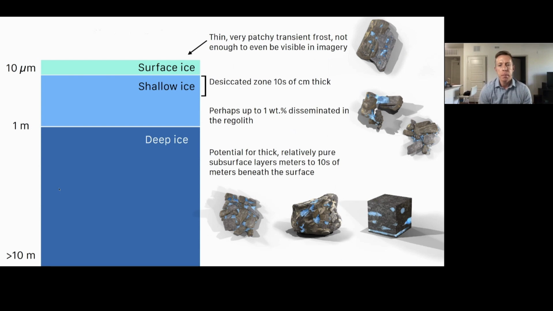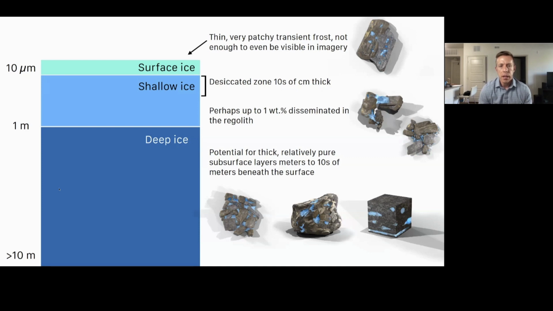Okay, so this is my attempt to put all of this together and put forward a self-consistent view with all these different pieces of evidence, all these different data sets. In terms of the surface ice, there's evidence for a thin, very patchy frost that may be a transient phenomenon. This doesn't appear to be enough to even be visible in these stretched NAC images. We can only see it with some of the spectral data.